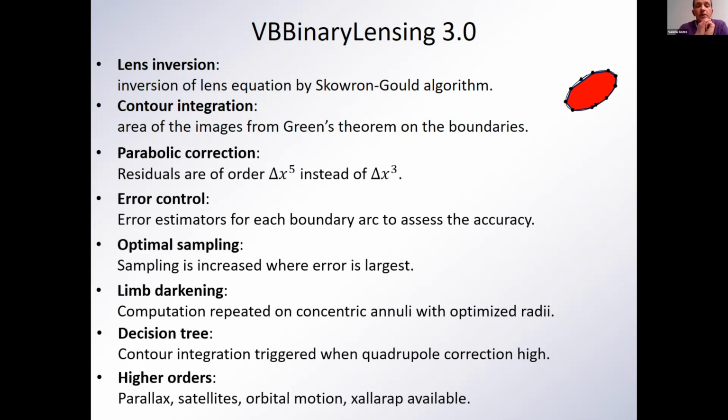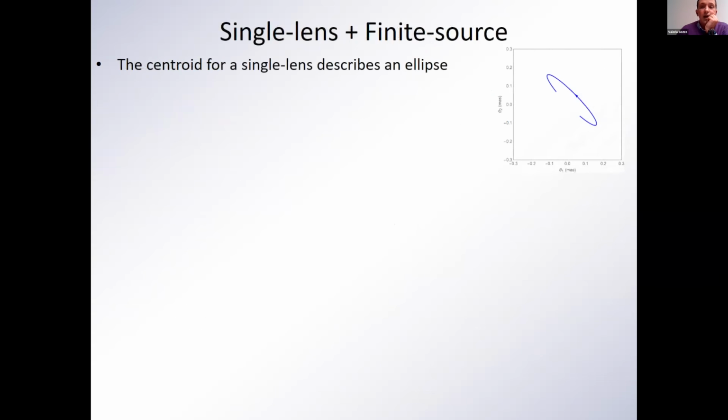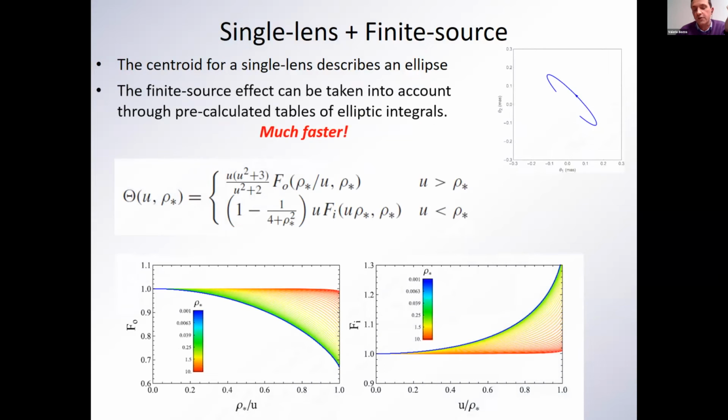There is also a decision tree in order to decide whether to go for the full finite size calculation or stay with the point source calculation. Higher orders are also included in the code. In particular, in the case of single lens and finite source effect, the calculation is extremely fast because the code uses pre-calculated tables of elliptic integrals. So in this case, it's almost immediate.